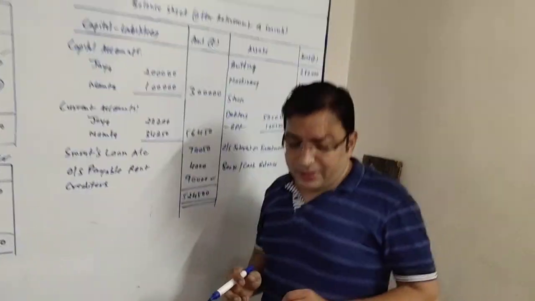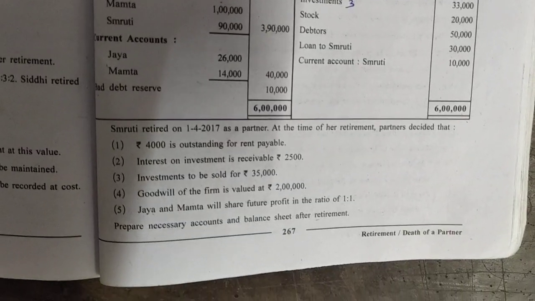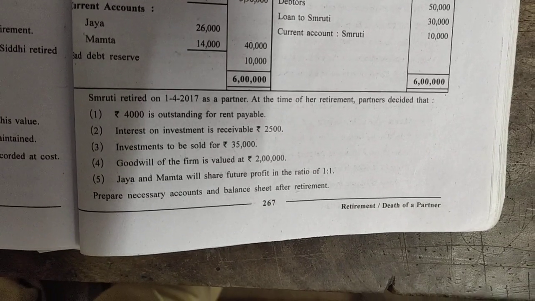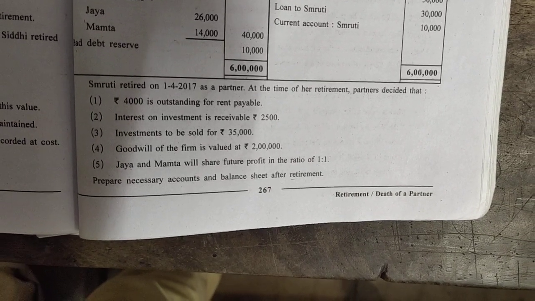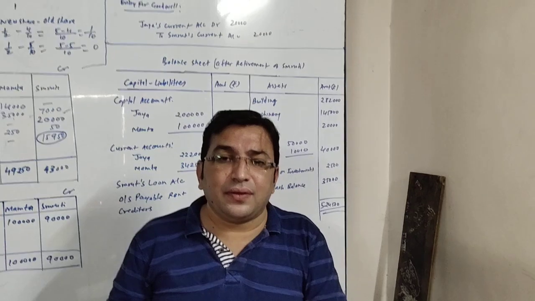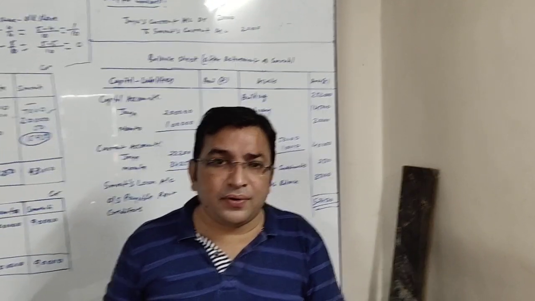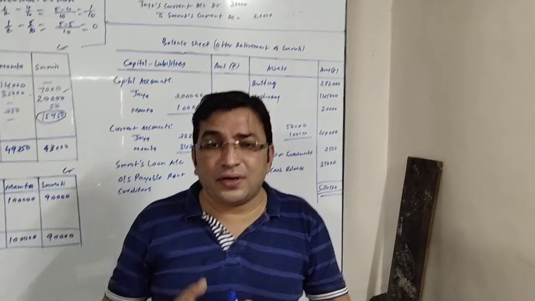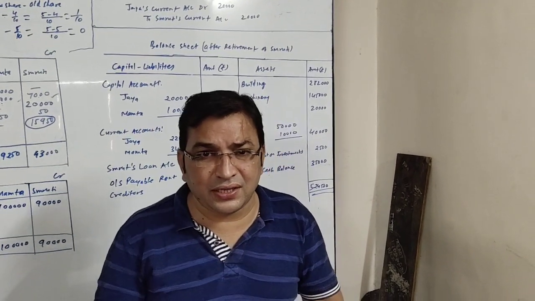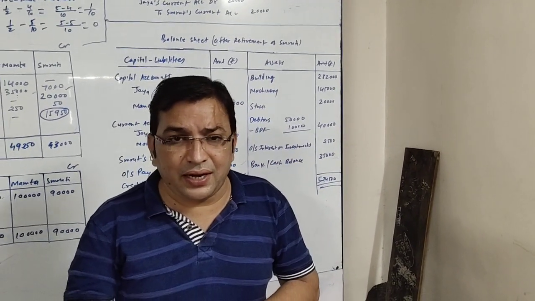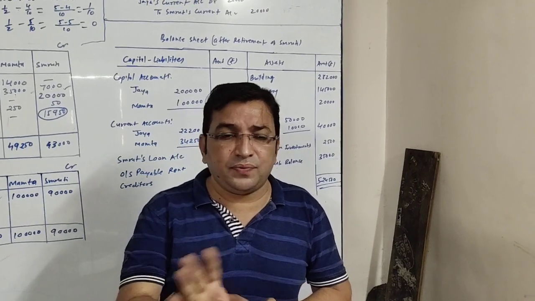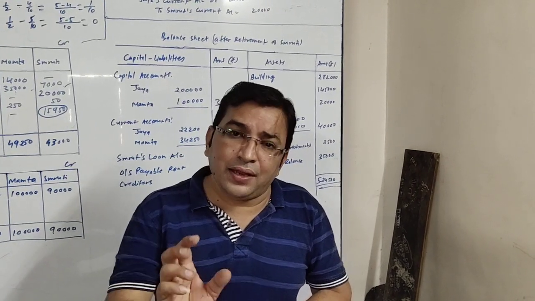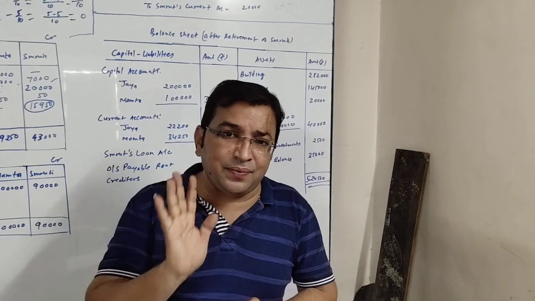Next adjustment says interest on investment is receivable rupees 2,500. Again friends, earlier also I have explained about this. Interest on investment is an income which is not recorded in the books of account. It has nothing to do with the investment. It is neither added nor deducted from investment or investment fluctuation. A separate entry is given for this.